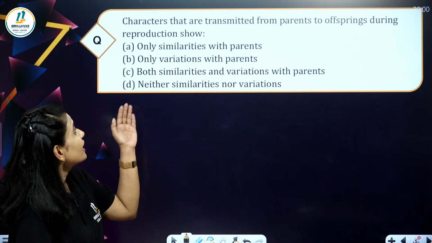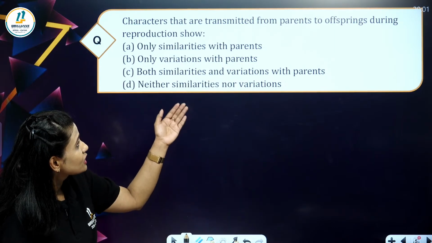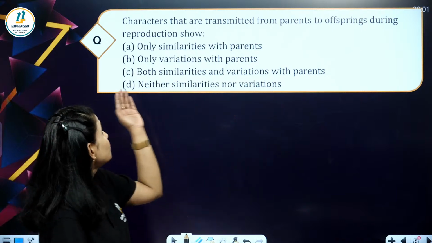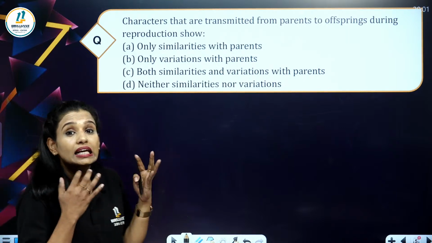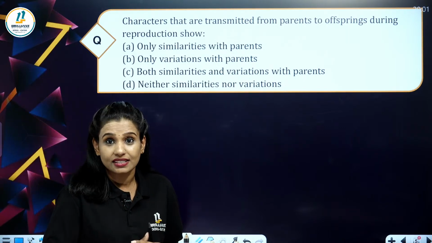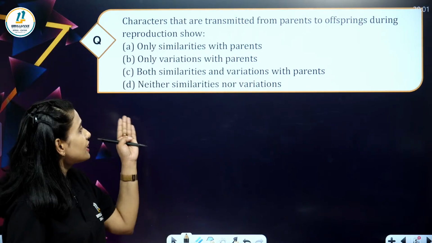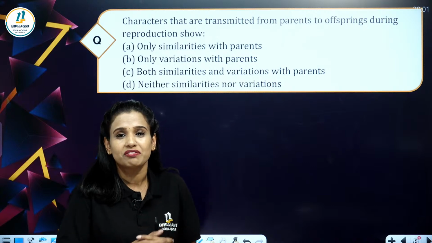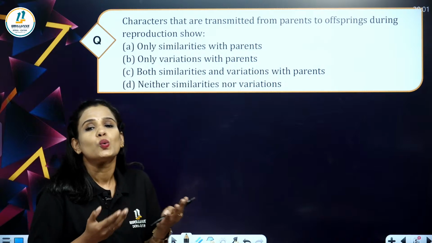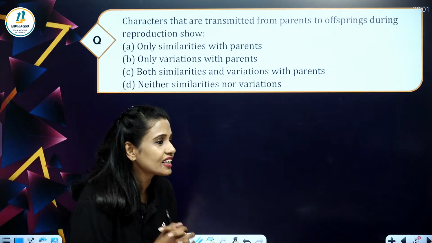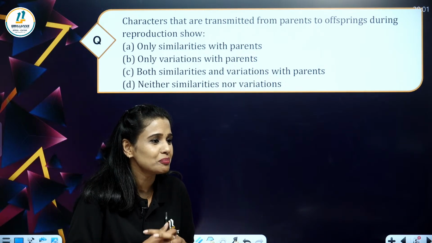Characters that are transmitted from parents to offspring during reproduction show... So here are the options: only similarities with parents, only variation with parents, both similarities and variation with parents, and neither similarities nor variations. Which one is the correct option? Start commenting.